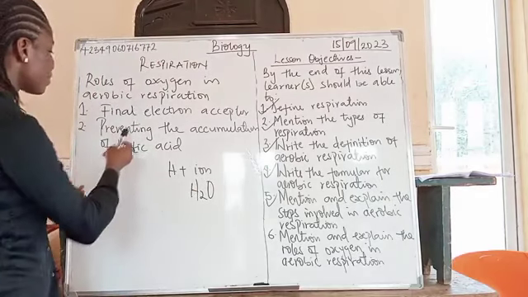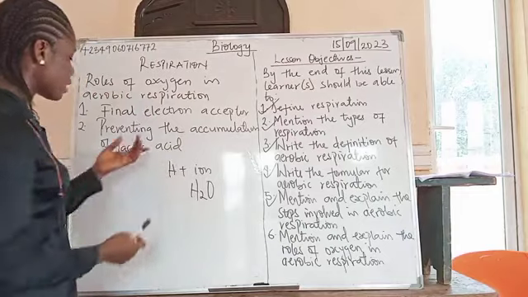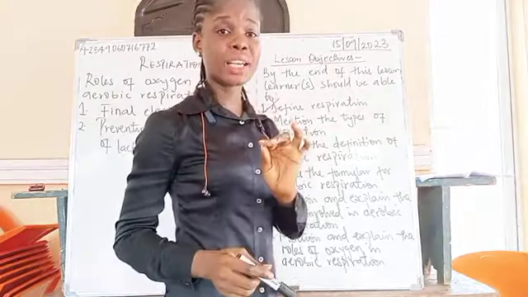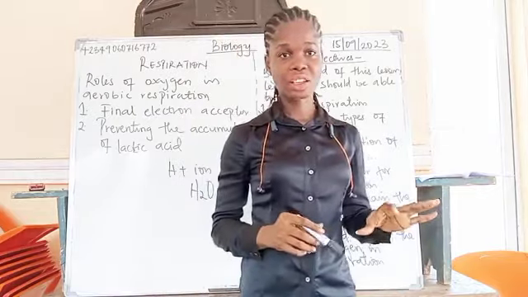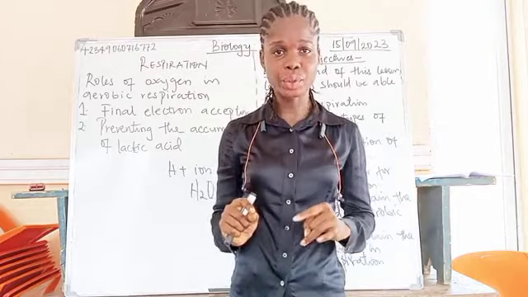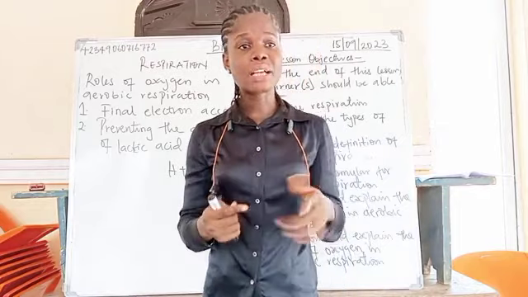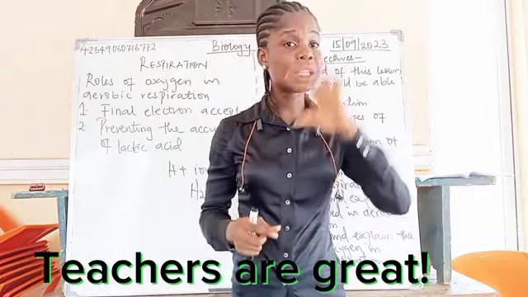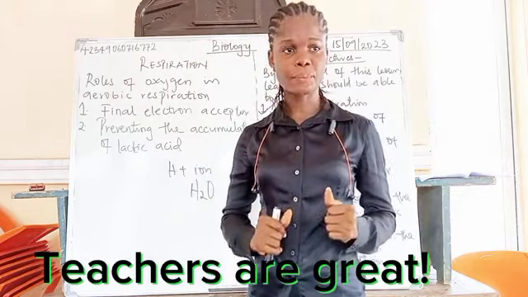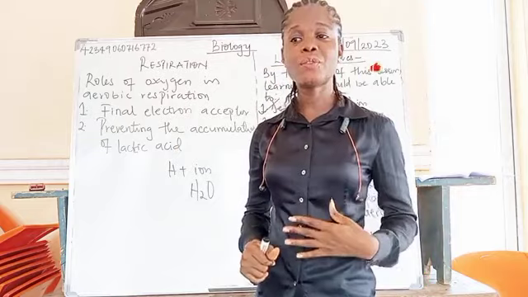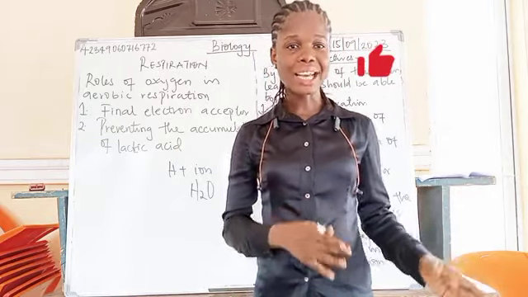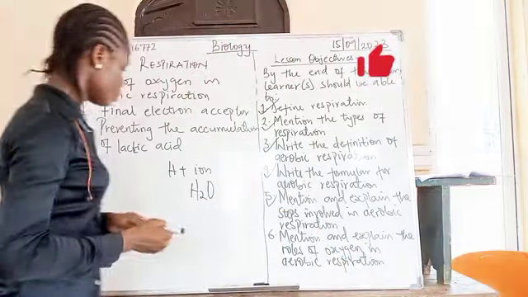We go over to preventing the accumulation of lactic acid. When respiration takes place in the absence of oxygen, it results in the partial breakdown of glucose. What I'm trying to say is that glucose cannot be completely broken down during respiration in the absence of oxygen. Therefore, in the absence of oxygen, glucose is partially broken down to lactic acid.